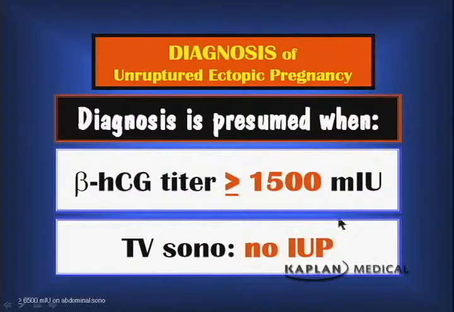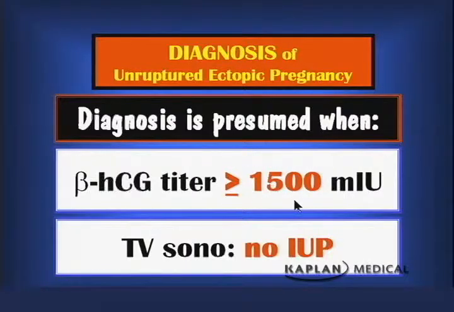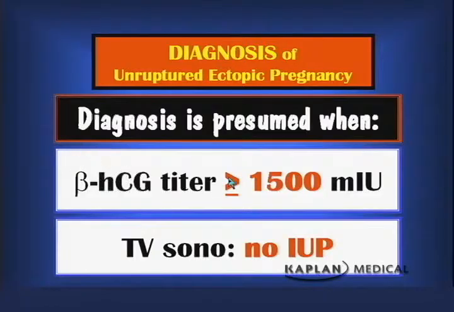Now, transvaginal ultrasound is higher resolution. You can see much clearer. If you do an abdominal ultrasound, it's going to be a beta-HCG of 6,500 or greater. But nowadays, with the availability of transvaginal ultrasound, we use the 1,500. So if you've got a patient who has amenorrhea, bleeding, and pain, beta-HCG over 1,500, no intrauterine pregnancy on transvaginal ultrasound, your diagnosis is ectopic.